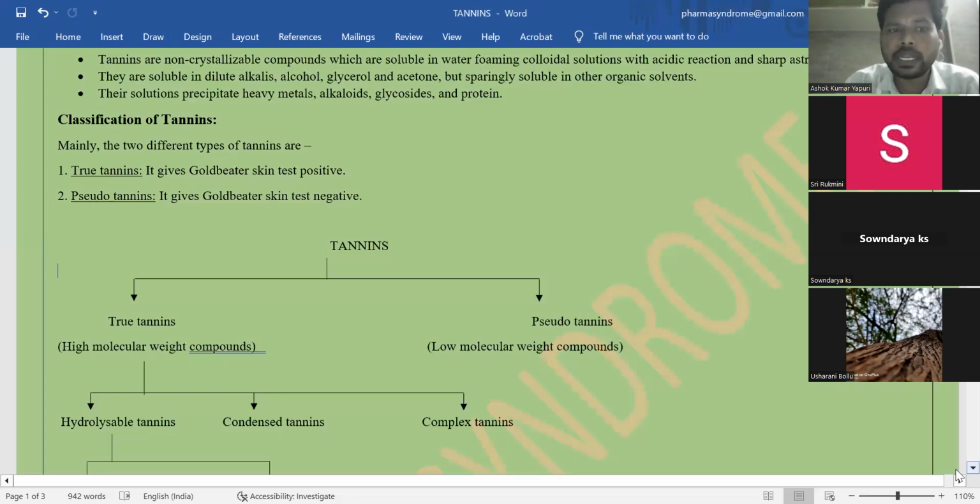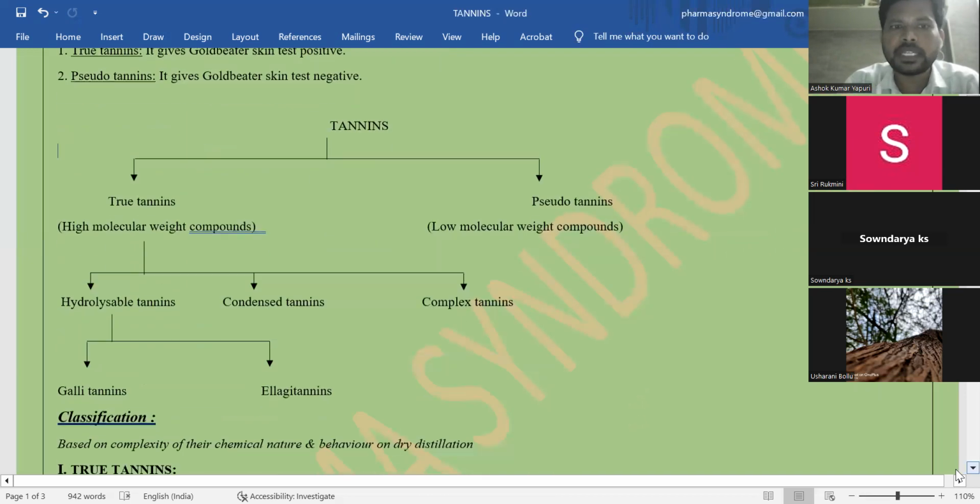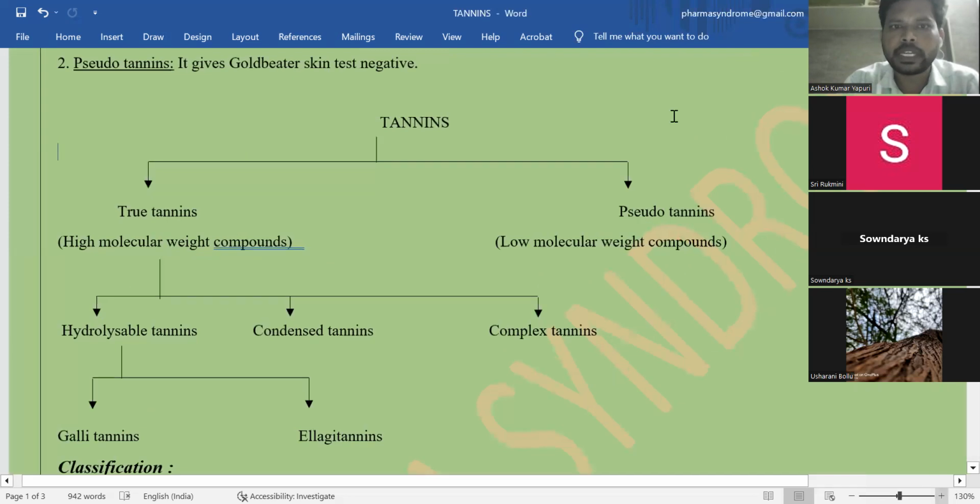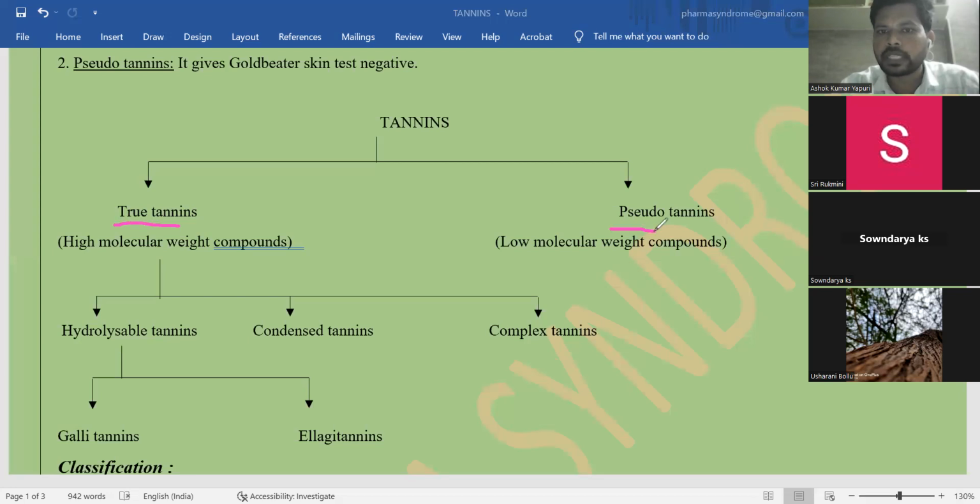And further detailed classification of tannins here. Tannins are mainly two types, one is true tannin and another one is pseudotannin. True tannins are high molecular weight, and pseudotannins are low molecular weight. Pseudotannins give a negative test for the gold beater skin test, and true tannins give a positive test for the gold beater skin test.